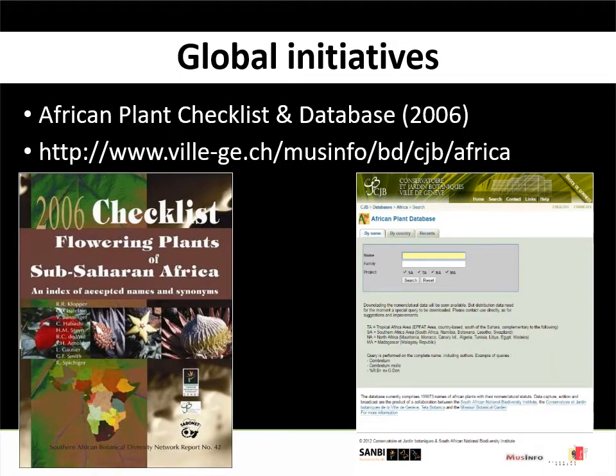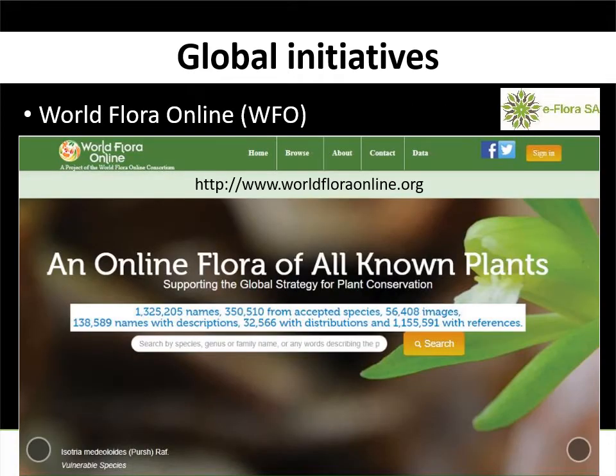The South African taxonomic backbone and the closely associated eFlora of South Africa projects also feed into global initiatives like the African Plants Database that produced the first ever taxon backbone for Africa, as well as the World Flora Online project. Now remember that Southern Africa harbors 6% of the world's flora, of which over 60% are endemic to the region. So we provide an important proportion of unique data towards this global initiative.